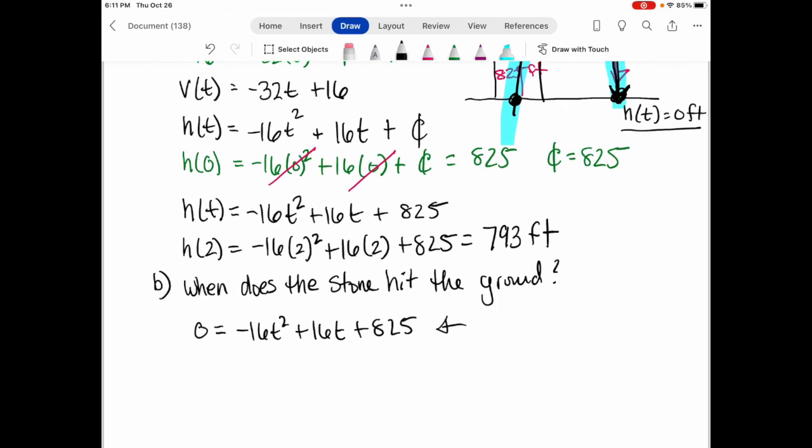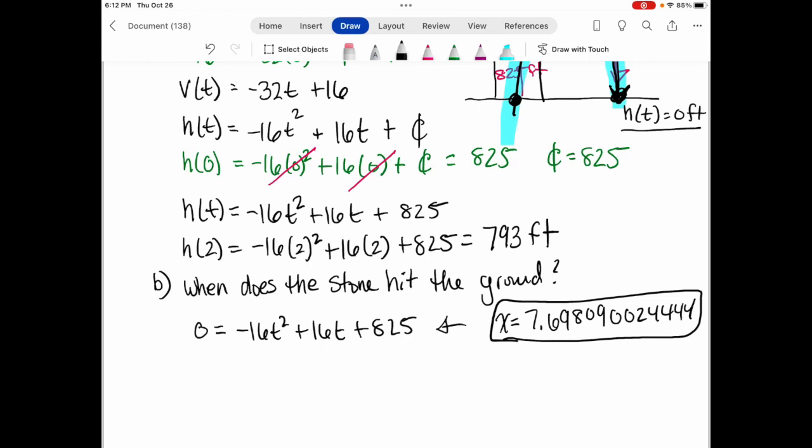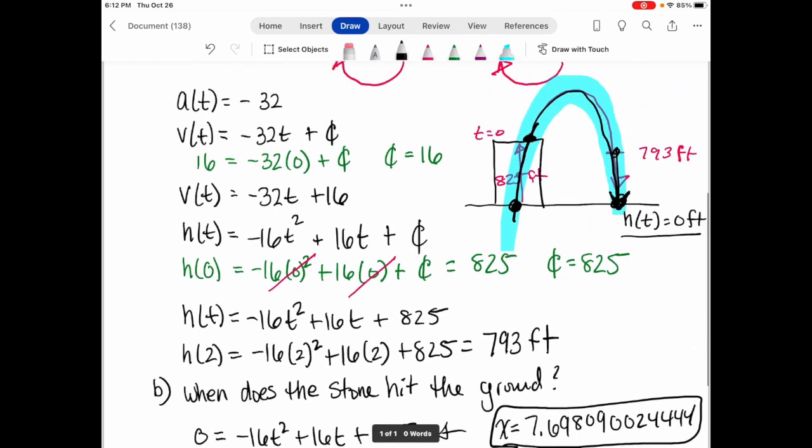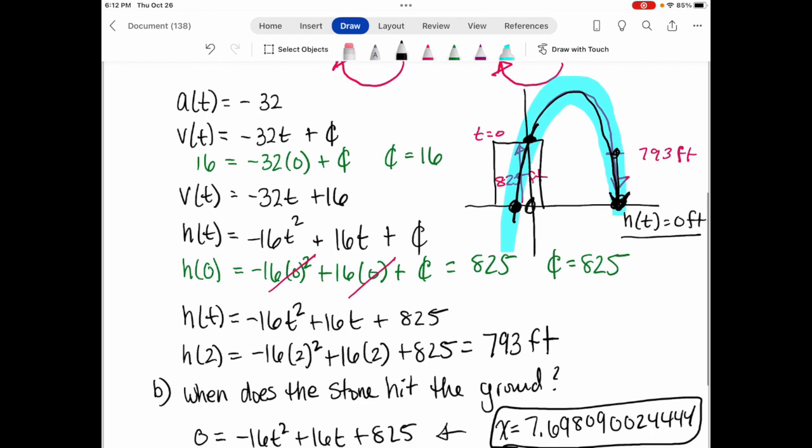So when I solve that quadratic, I'm going to get 2 answers. The answer that's going to make sense within the context of this problem is going to be approximately 7.698 seconds. So just remember, because we're solving a quadratic, we're going to get two answers, but we're going to choose the value of t that makes sense in the context of this problem. We're starting at t equals 0 here, so you want to think of this as the origin. So the other value that you get is going to be negative.